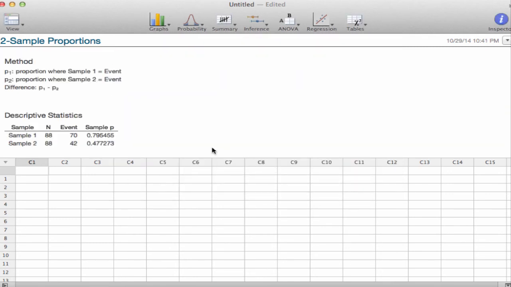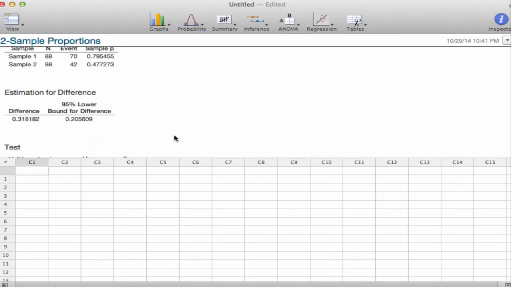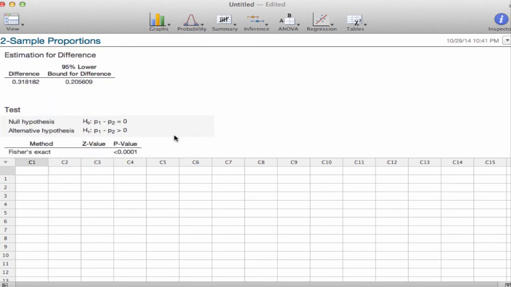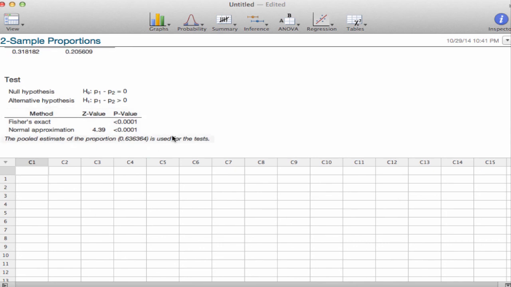So we click OK, and here you get now the actual hypothesis test down here. And the hypothesis test says we're using normal approximation. The z-value is very high, and that means a small p-value. And since the p-value is really small, that means we're going to reject the null that says there is no difference, in favor of the alternate, which says the first proportion is higher than the second proportion.